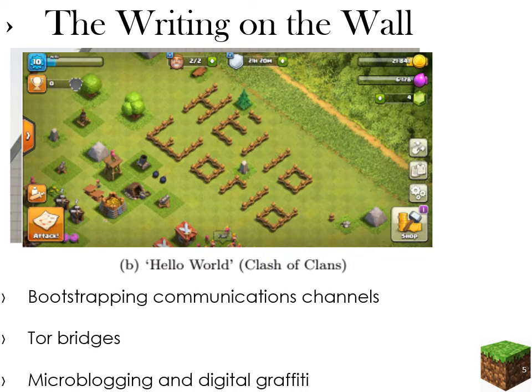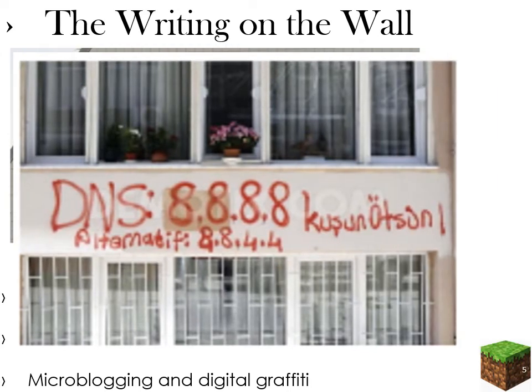Again, this can be used to bootstrap communication channels, to share links for Tor bridges, for microblogging, digital graffiti. And that's actually a very relevant example if you look at this. This is graffiti which was witnessed in Istanbul in 2014 on several walls. In 2014, for the general presidential elections, the Turkish government banned Twitter. And users soon discovered that it was a very simple DNS block. And you might recognize the IP address here. This is the IP address of Google's DNS servers. So once people entered this information onto their computers, then they could access Twitter all over again.